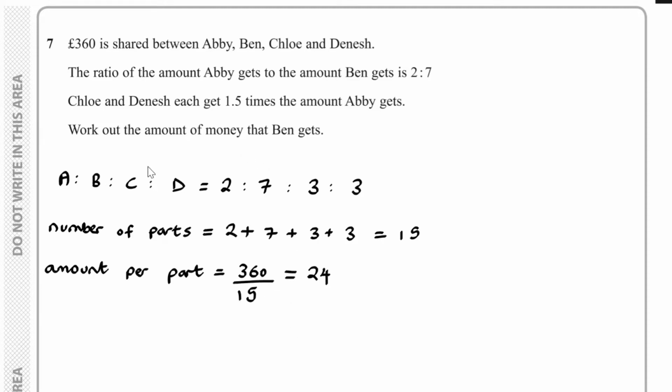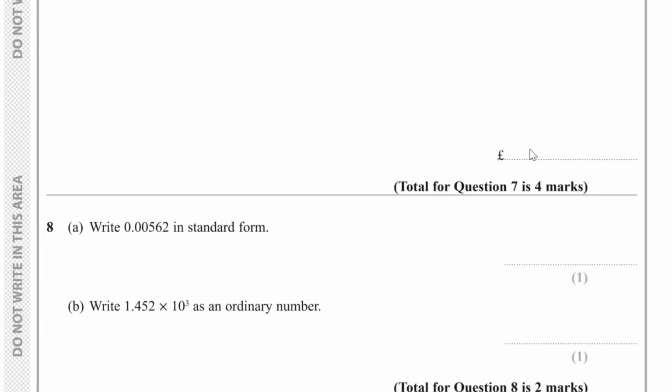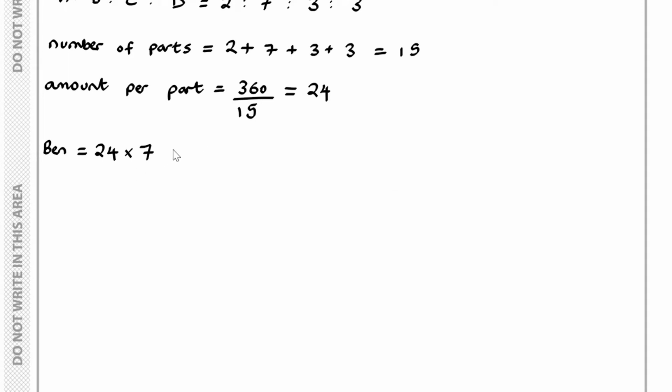And therefore the amount that Ben gets, he has 7 parts, so therefore Ben would get 24 multiplied by 7, which turns out to be 168. Okay, so Ben gets £168.